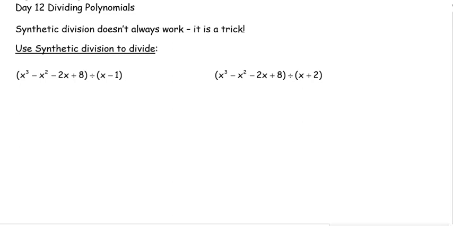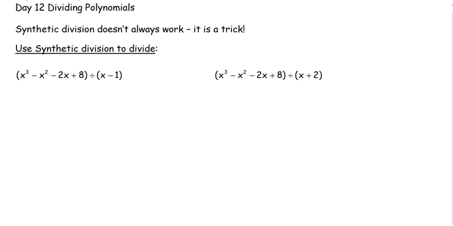Hello, our video today is going to be on dividing polynomials. The way we're going to do our dividing of polynomials is synthetic division. Now we got to be careful because synthetic division does not always work. It is a trick. Synthetic division is only going to work when we divide by a linear factor. If we are dividing by x squared, not going to work.